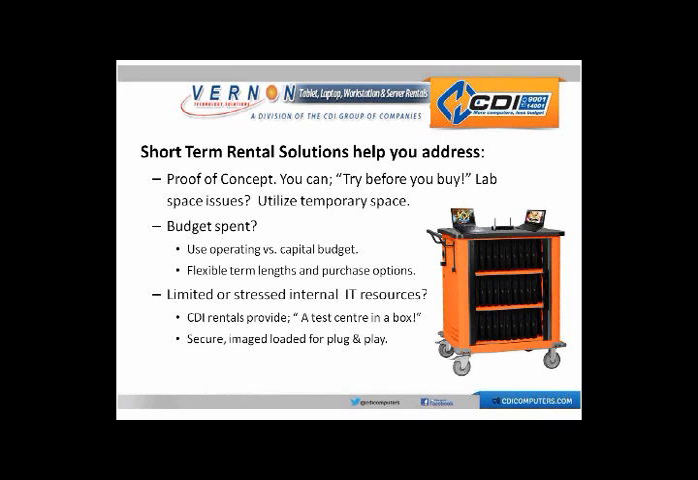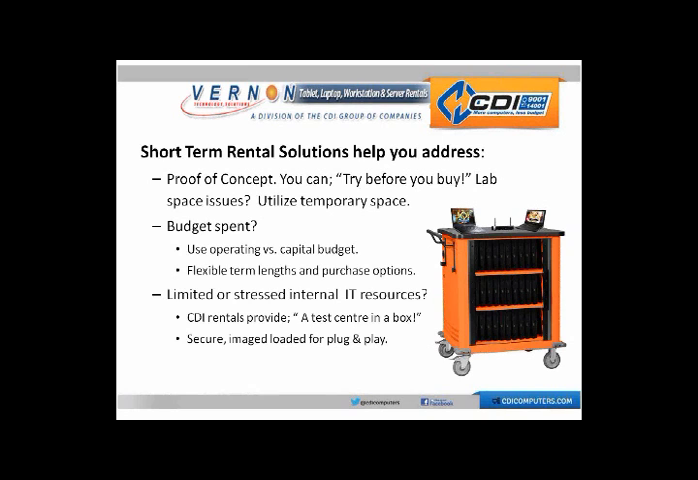Other feedback we've had is relevant to budget. As the state testing is approaching, capital budgets may be spent, and operating budgets might be available, and rentals are technically considered an operating expense. We always offer flexible term lengths, and should capital become available or desirable to purchase, there's always a convert to ownership option in our rental programs.